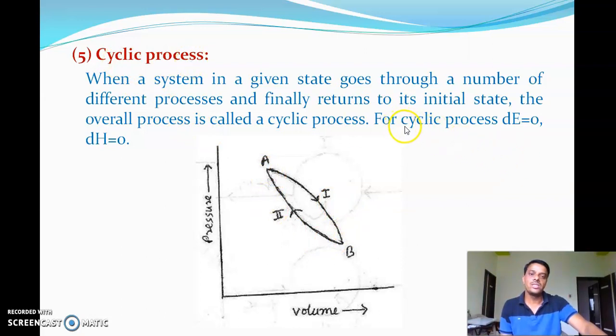During this, for any cyclic process, always delta E is equal to 0 and delta H is equal to 0, where delta E stands for the difference in internal energy of the system and delta H is the heat energy of the system, or enthalpy of the system. But for now we can consider it as only heat energy. Heat energy delta H, H2 minus H1 or Q2 minus Q1, is always equal to 0 for a cyclic process.